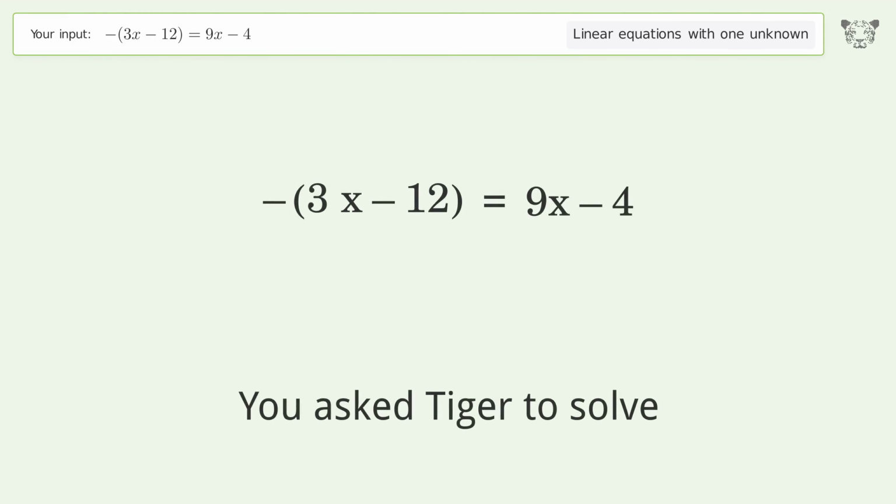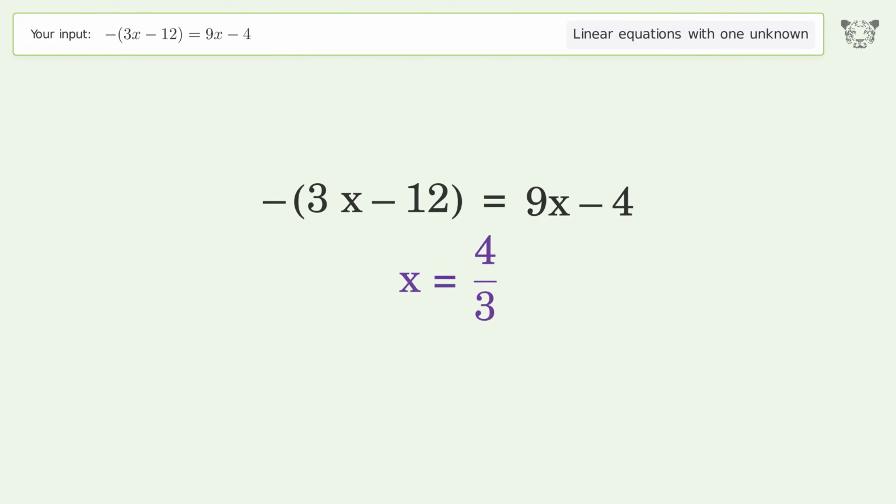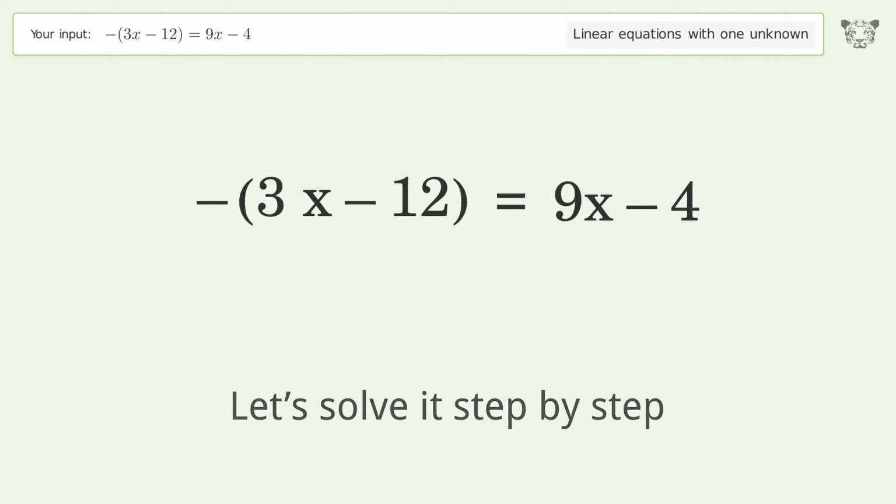You ask Tiger to solve this. It deals with linear equations with one unknown. The final result is x equals 4/3. Let's solve it step by step.